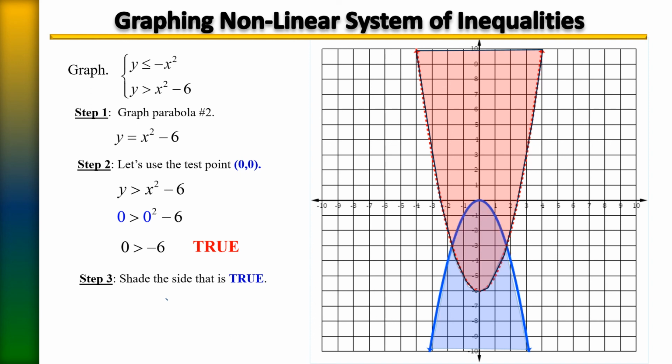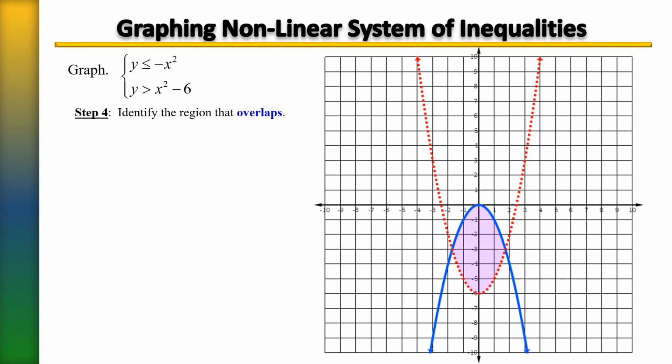So if we just take a look at our solution only, here is our solution with all the other extra shading gone, and it focuses on just our solution. So recall, the solution is the region which overlaps. And there you have it, graphing nonlinear systems of inequalities.